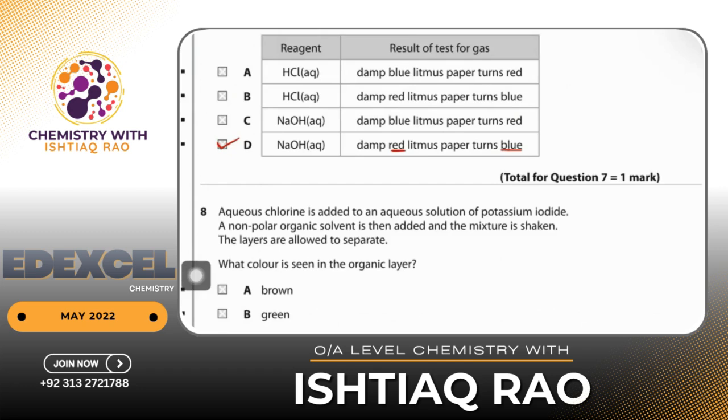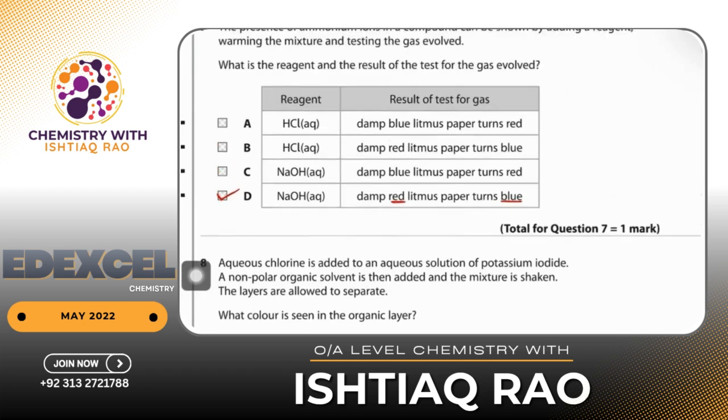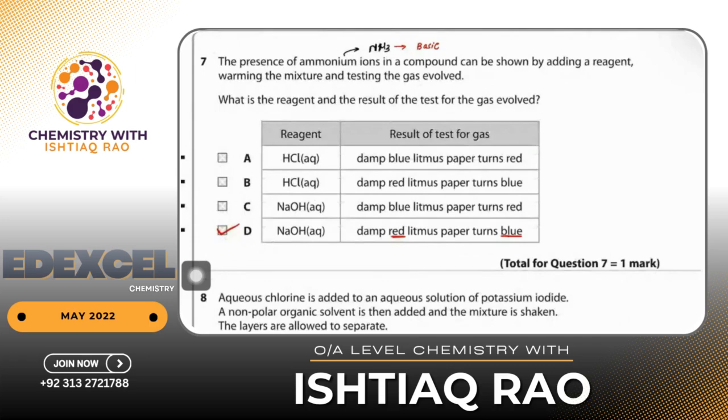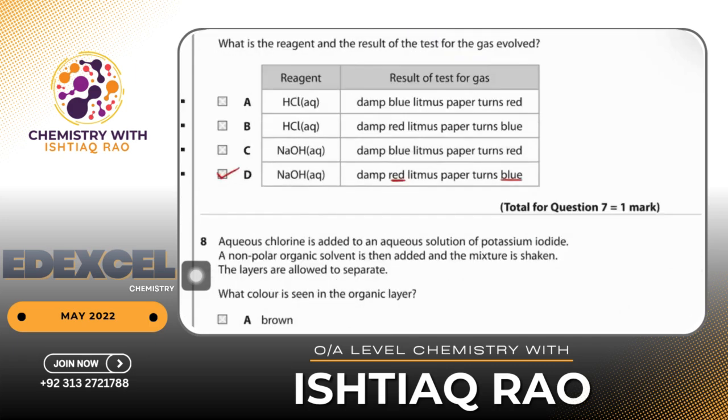Sir, how do we know which is a strong base or a weak base? Group 1 hydroxides are strong bases, others are weak bases. And we know ammonia is a weak base.